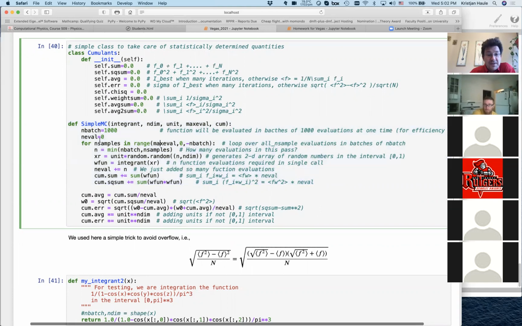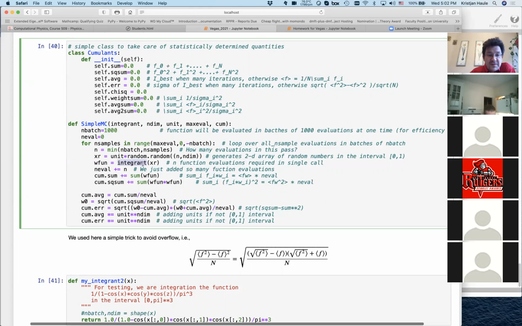Namely, we are going to evaluate the function not just one function evaluation, but batch function evaluations. So in this case, the batch is 1,000 points. So we evaluate the function on 1,000 points at a time. And here is the crucial line. Here we have the function integrand. Integrand is the function that the user is giving as an input.